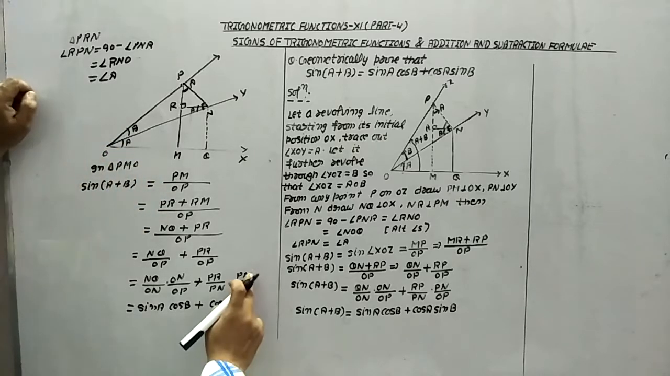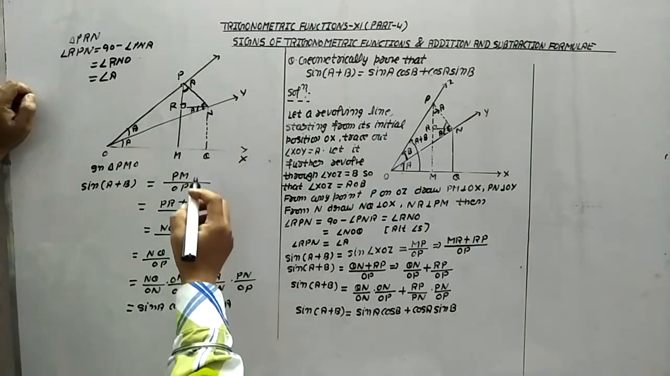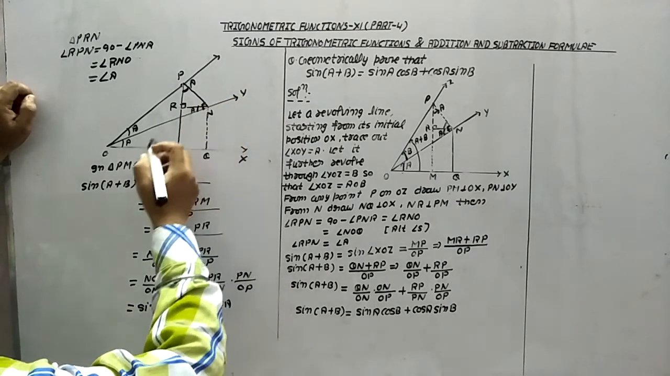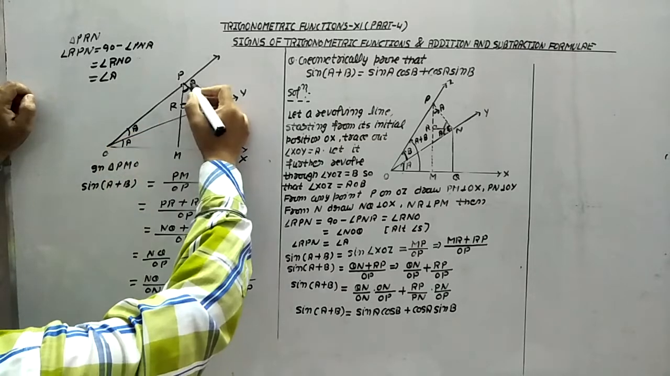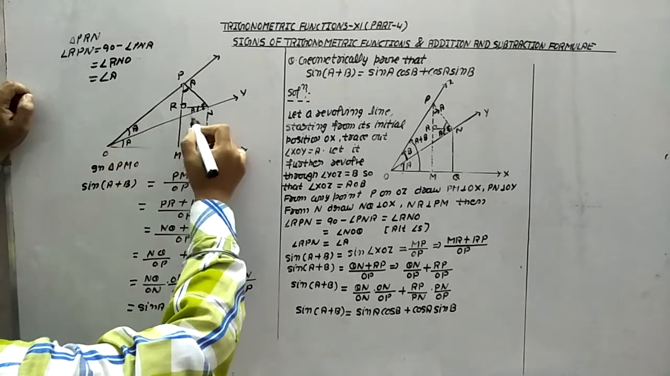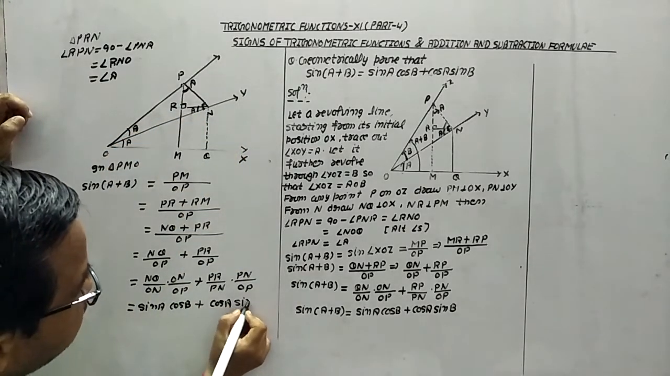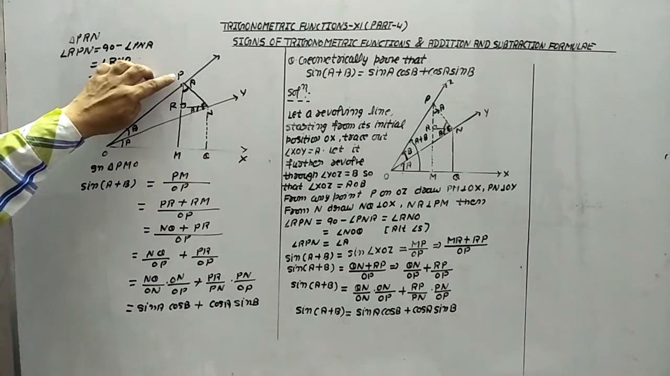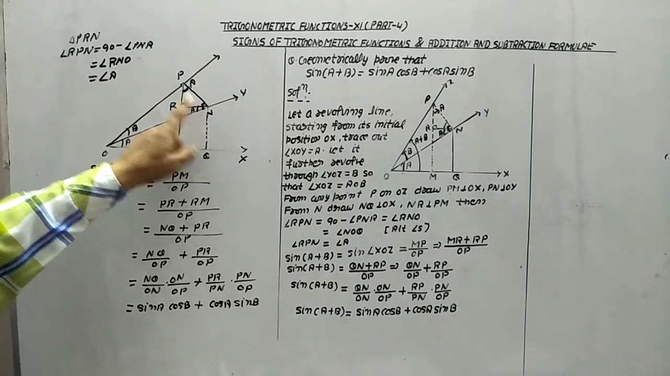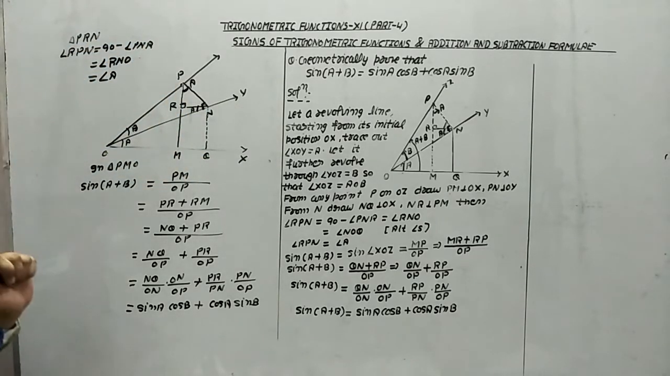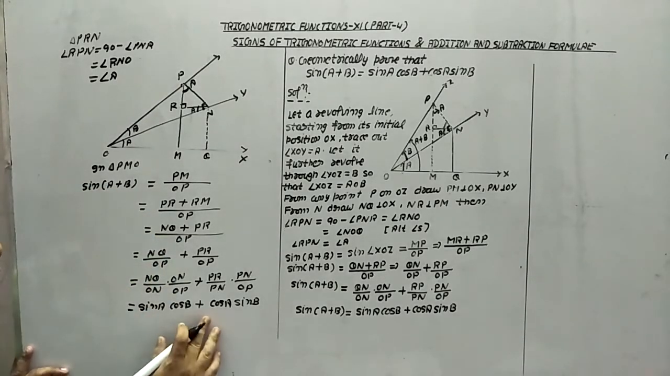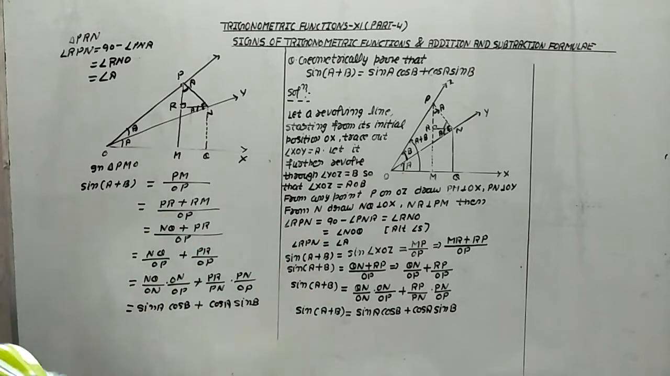And then PN upon OP. What is this? Where is PN? PN is this one. PN upon OP. We have OP here. So in this right angle triangle PNO, PN upon OP, what will come? This will come sine B. In this right angle triangle, PN is the perpendicular and OP is the hypotenuse. So this is the proof that sine A plus B is equal to sine A cos B plus cos A sine B.